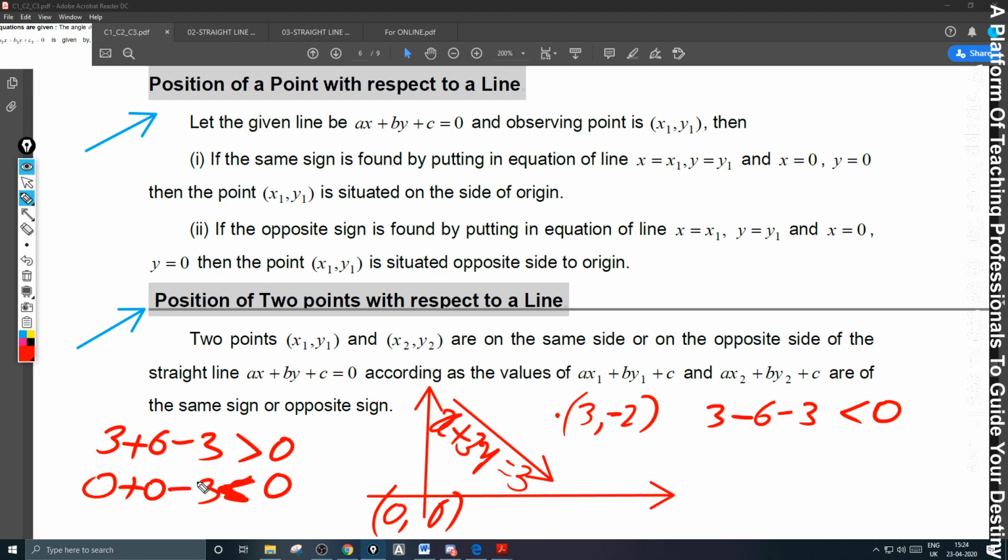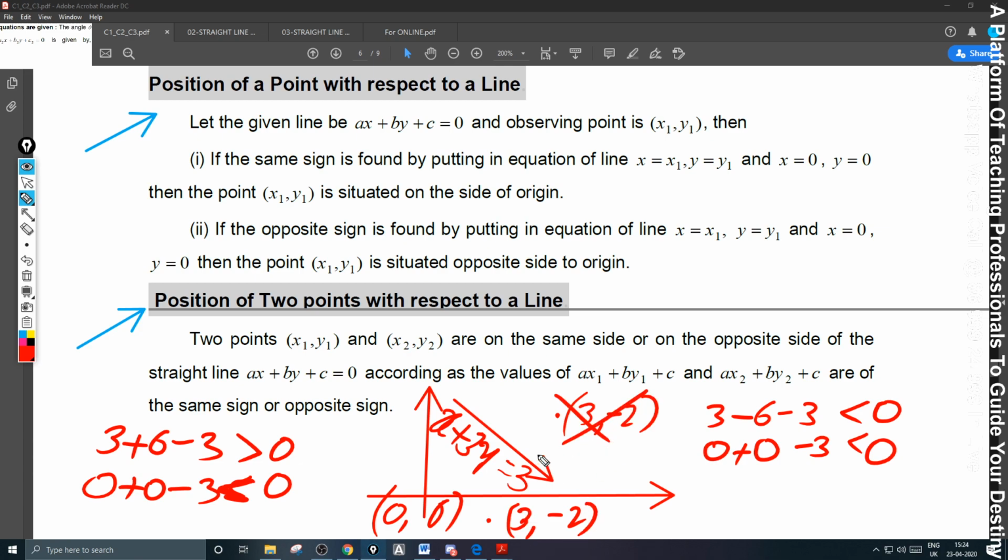Substitute (0, 0) in this same one: 0 plus 0 minus 3. It is less than 0. That means both have the same sign. That means this location is not correct. It must lie here, on the other side of the line. This is not the correct location.